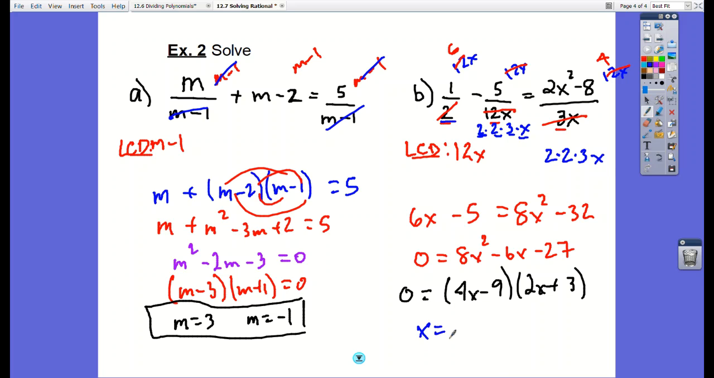When you solve this, you get x is 9 over 4. You get x is negative 3 over 2. Those are our two solutions. You go back up to the top. Our excluded value is 0. Neither of these are 0. We're good to go.